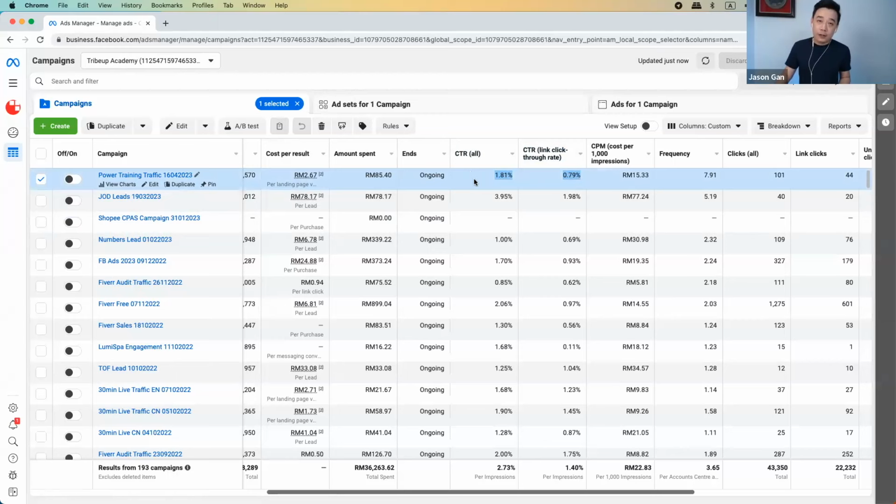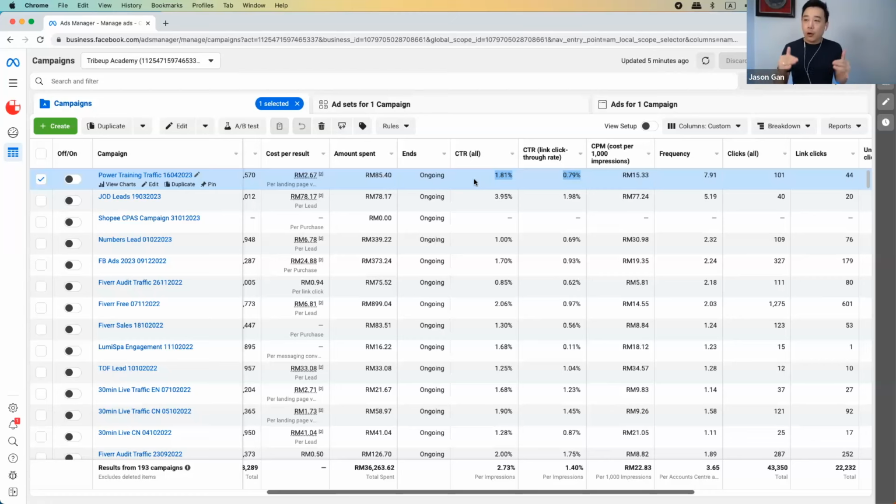Now, CTR all stands for the percentage of people who click on any part of the ad, including the call to action button, the profile picture, the video play button, and everything else. And CTR link click is the percentage of people who click on the ad itself. Now, there are benchmarks for this. Benchmark for CTR all is 2%, and benchmark for CTR link click is 1%. Now, remember, this is not carved on stone.